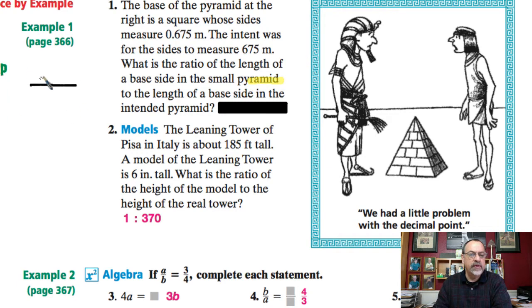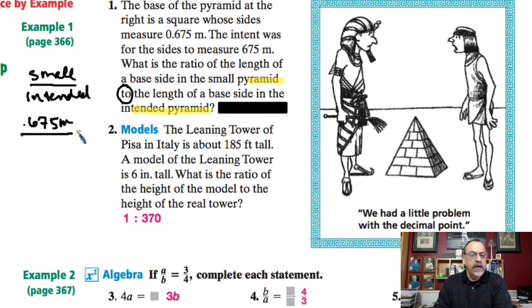So I have the small pyramid in my numerator, to, and then the length of the intended pyramid. So the intended pyramid goes in my denominator. So now that I know what my ratio needs to look like, I simply substitute in the values. So the small pyramid has sides that measure 0.675 meters. And the intended pyramid, we wanted 675 meters. So I have my ratio. I look at the units, they're the same, so that's okay.